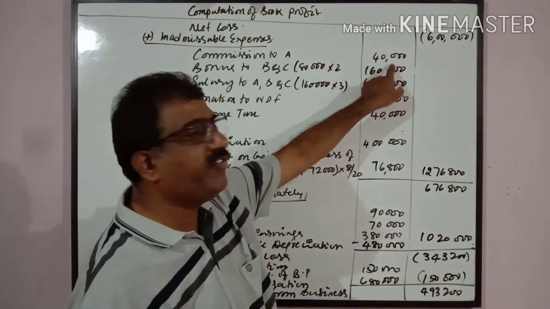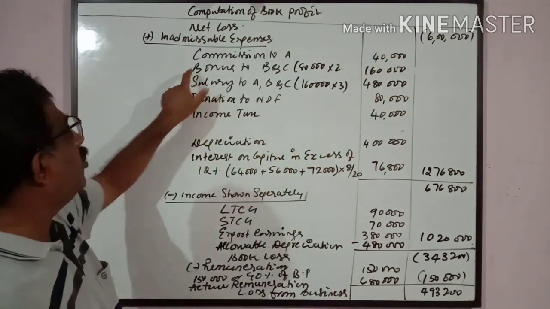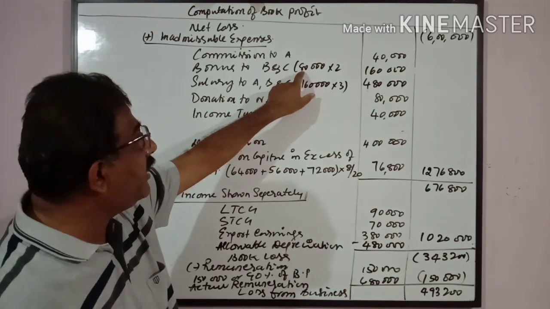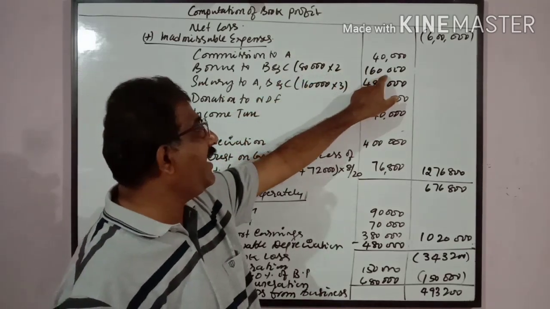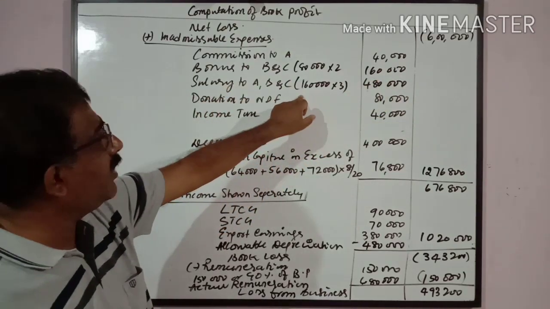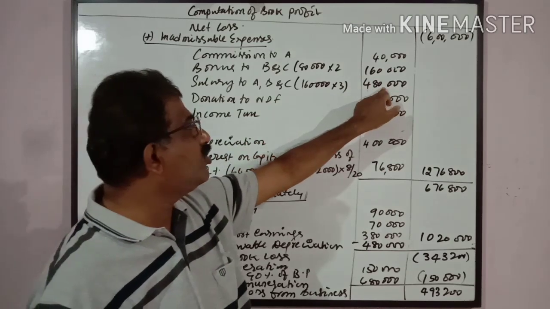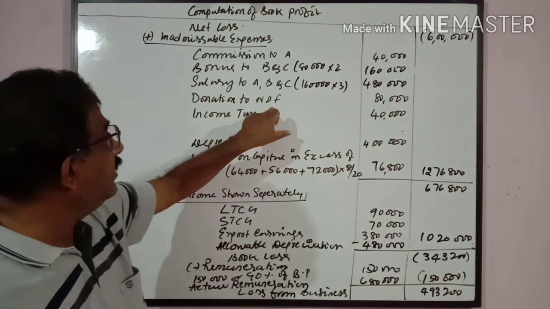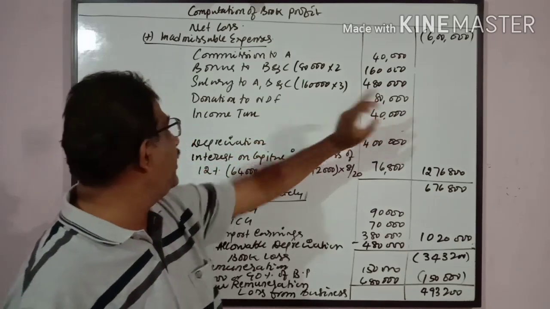Commission to A, one of the partners, 40,000. Bonus to B and C at the rate of 80,000 for each partner, 80,000 into 2, 1,60,000. Salary to A, B and C, all the three partners, 1,60,000 into 3 comes to 4,80,000. Donation to National Defence Fund is inadmissible expenditure, 80,000.